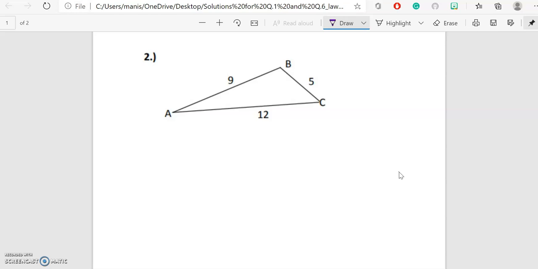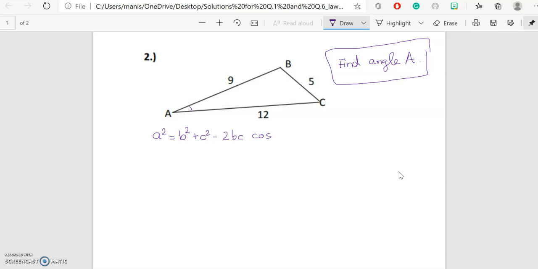Now in this case, they are not saying what you have to find. So I have changed the question. We will solve this to find angle A. Technically, they want you to find angle A, angle B, and angle C, but we will only find angle A. So if I have to find angle A, which formula will I use? I will use the formula A squared is equal to B squared plus C squared minus 2BC cosine of A.